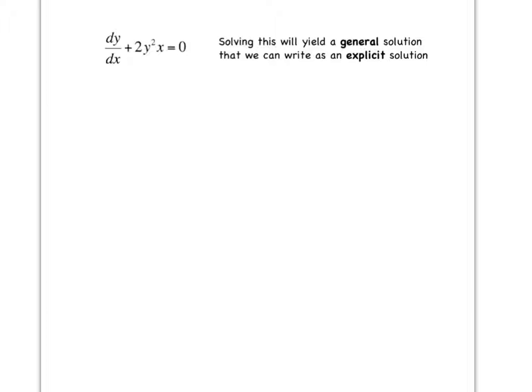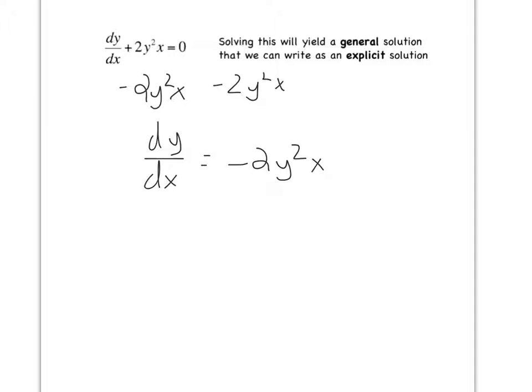So the first thing I'm going to do is subtract the 2y squared x from both sides so that I end up with dy dx equals negative 2y squared x. So now I'm not adding or subtracting, I've got my two pieces here, and then I'm going to divide on both sides by y squared. And then I'm also going to multiply by dx, so that'll make the dx go to the other side.